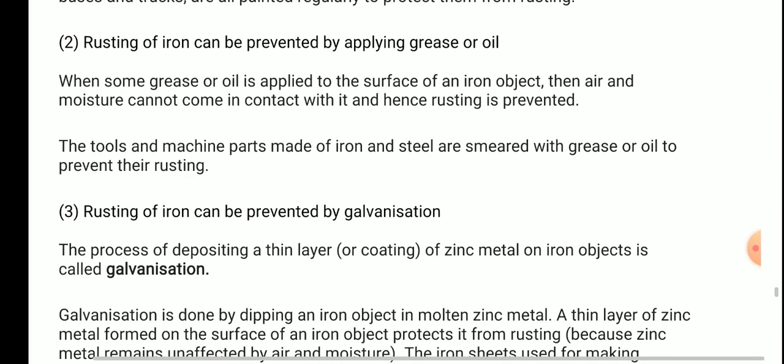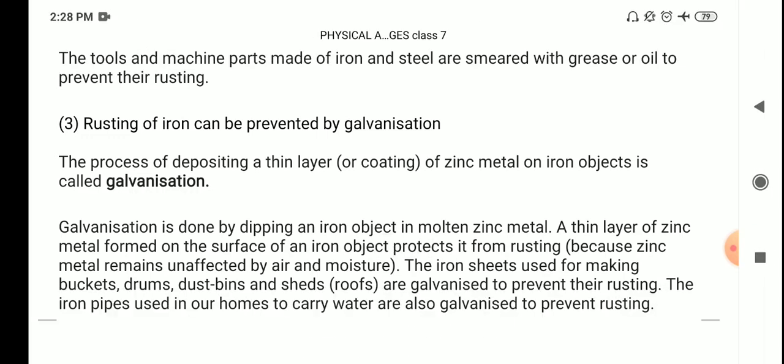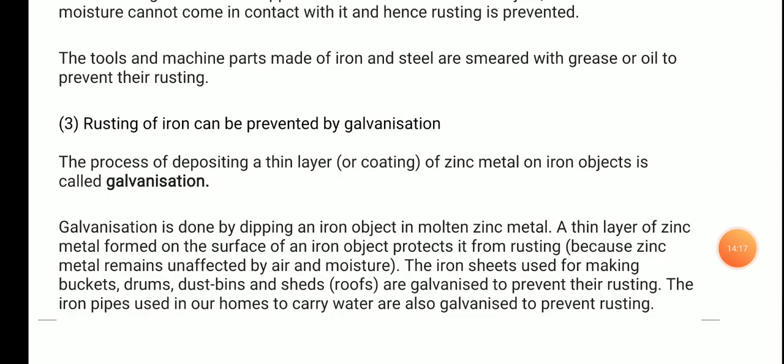Third, rusting can be prevented by galvanization. Now what is galvanization? The process of depositing a thin layer of zinc metal on an iron object is called galvanization. What did you do? You deposited a thin layer of zinc metal on an iron object. And what does that layer do? That layer breaks the contact of oxygen and water with the iron metal surface.